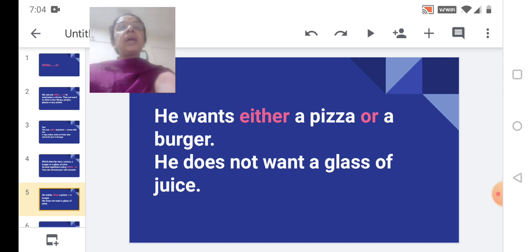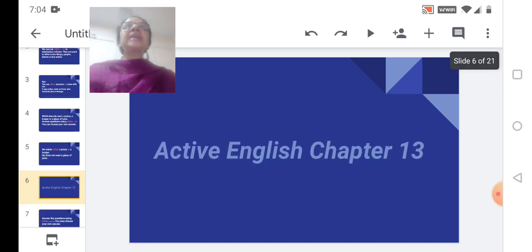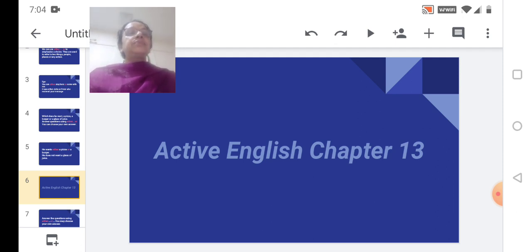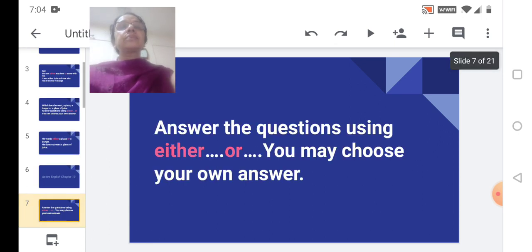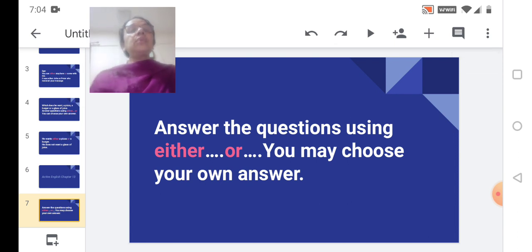So today we will be doing Active English chapter 13. Students, please open chapter 13 of your Active English. Keep your pens also ready. Now, just look at the question given. Answer the questions using either or. You may choose your own answer. This is a question given in your book.